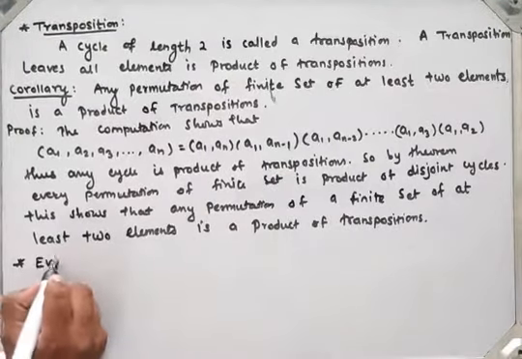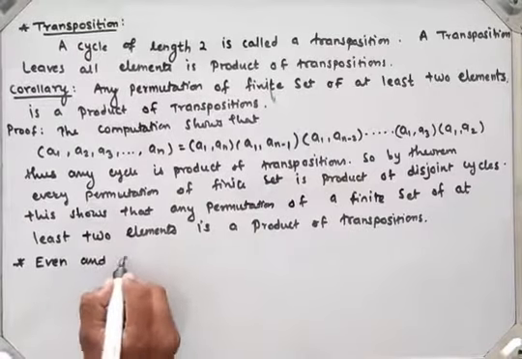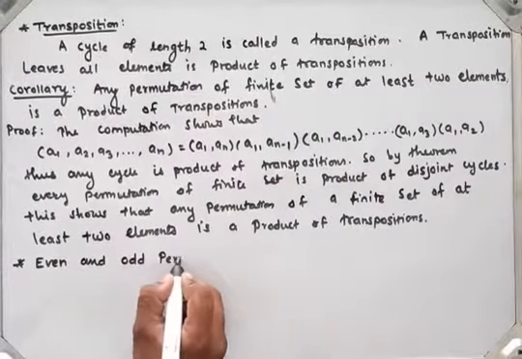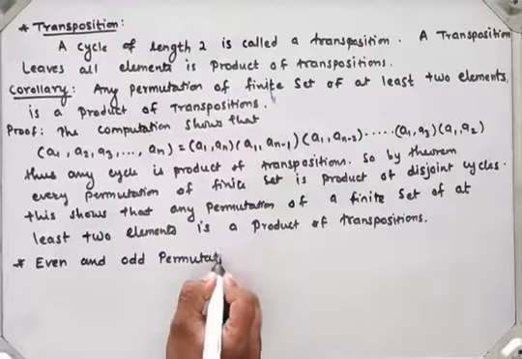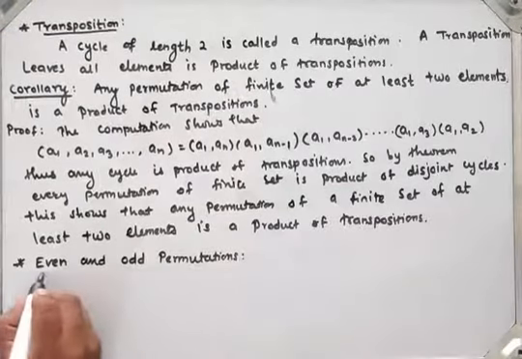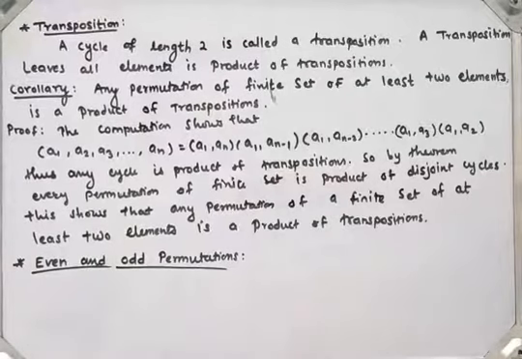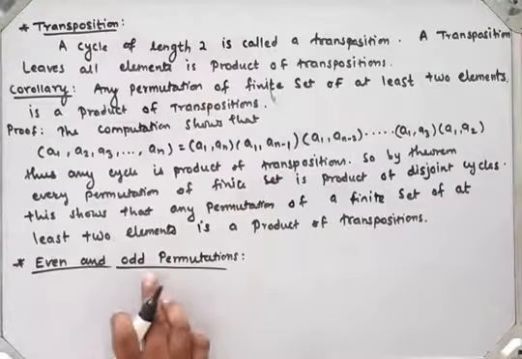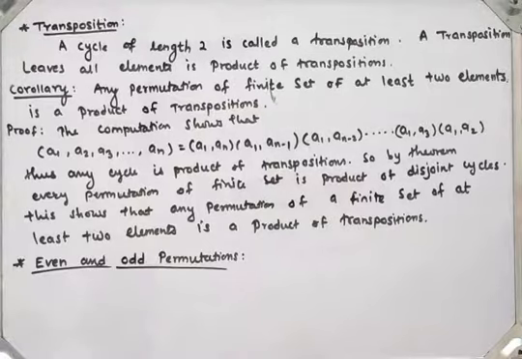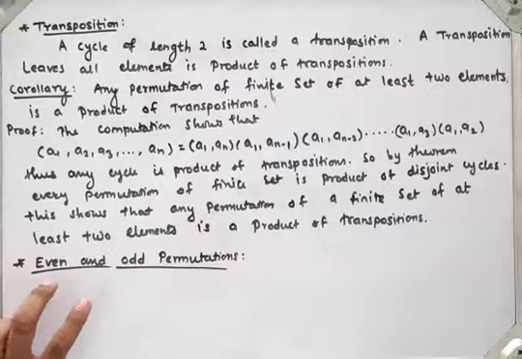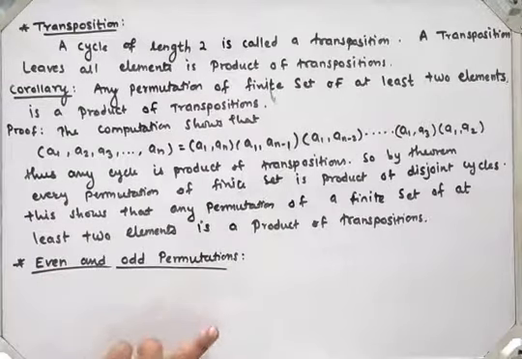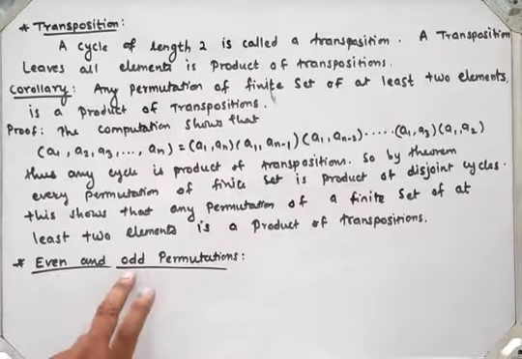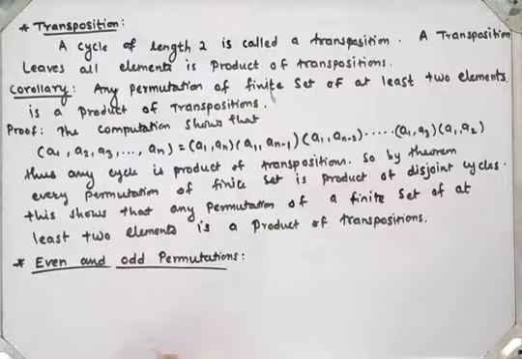So next point is even and odd permutations. What is meant by an even permutation and what is meant by an odd permutation? Now in a finite set A, if the number of transpositions is even, then the permutation is called an even permutation, and if the number of transpositions is odd, then the permutation is called an odd permutation. So we will see the definition. Before that we will see a note.